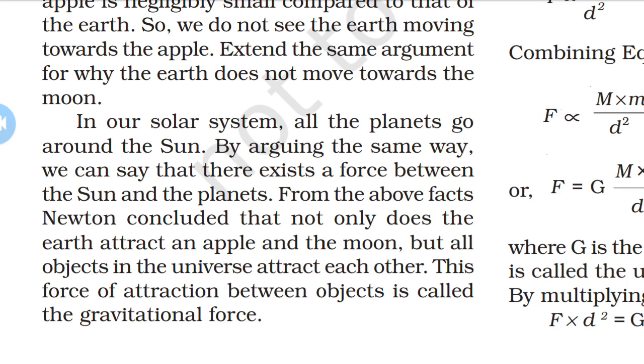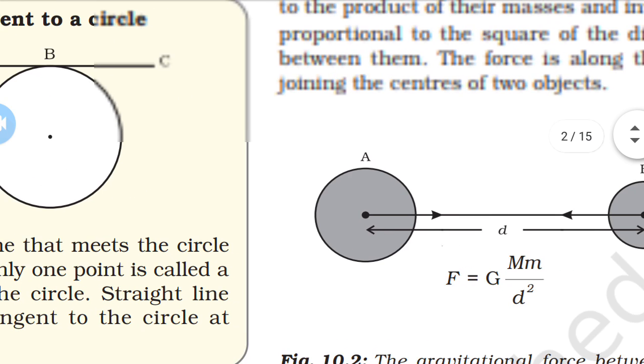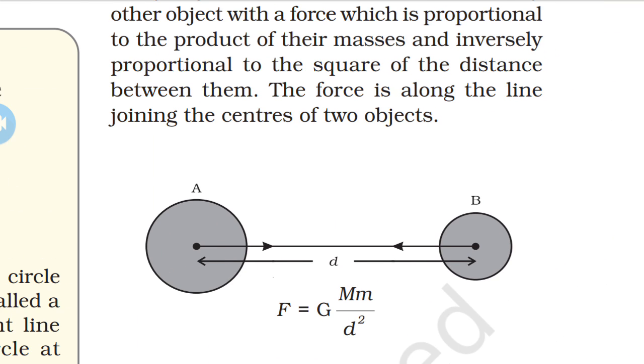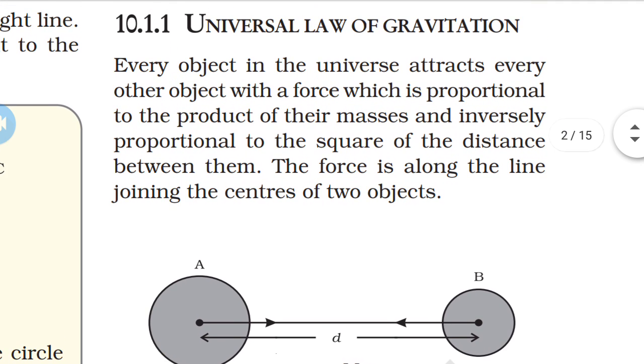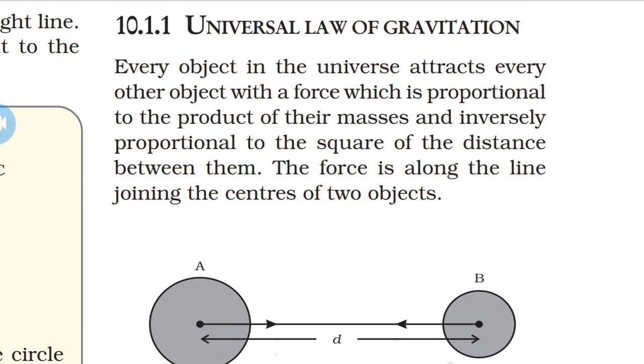Now, the next topic we discuss is the universal law of gravitation. As we know from before, force is directly proportional to the product of their masses, and force is inversely proportional to the square of the distance. So every object in the universe attracts each other with a force which is proportional to the product of their masses and inversely proportional to the square of the distance.